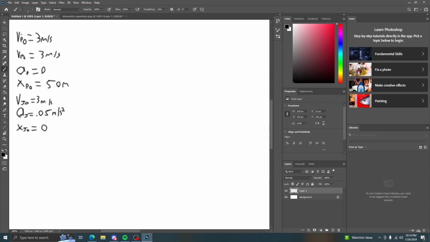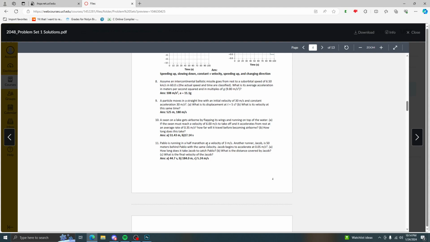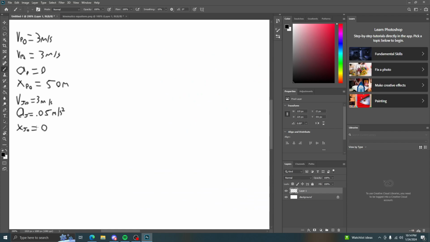But anyway. So Pablo's initial position is 50 meters, and Jacob's initial position is 0. And then Jacob's initial velocity is 3 meters per second because it says that he starts running at the same velocity as Pablo. And then it says that he begins to accelerate at 0.05 meters per second squared. So Jacob's acceleration is going to be 0.05 meters per second squared.